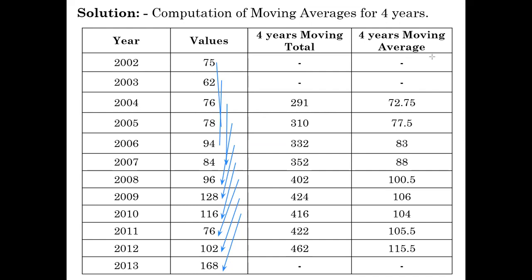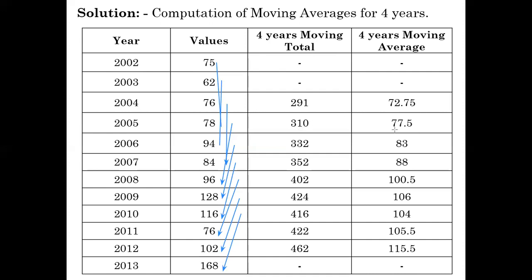4 years moving average. That is 291 divided by 4 years, 72.75. If you want to show in graph, you make it as 73. You just make this as 78. This is 101. This is 106. 116. Okay, you have to show in graph year column, actual values, as well as moving average values. So 291 divided by 4, you will get 72.75.